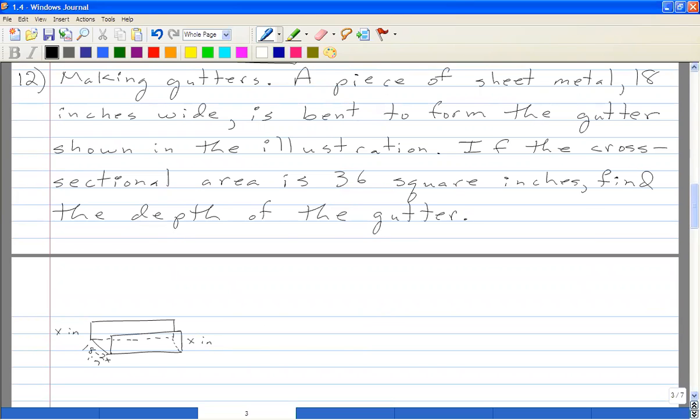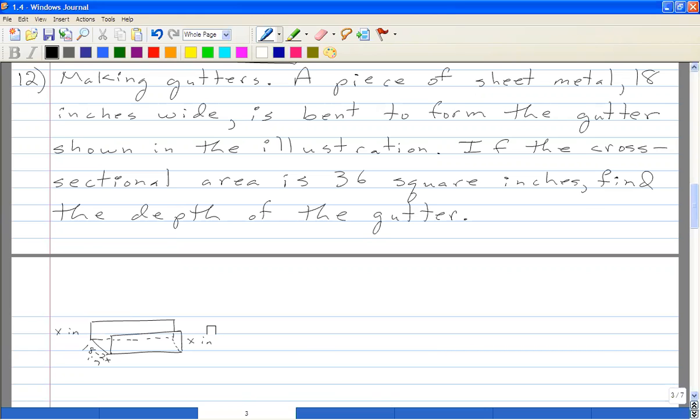Problem number 12. Making gutters. You have originally a piece of sheet metal that's 18 inches wide, is bent to form a gutter, as shown in the illustration. Okay. If the cross-sectional area is 36 square inches, find the depth of the gutter.